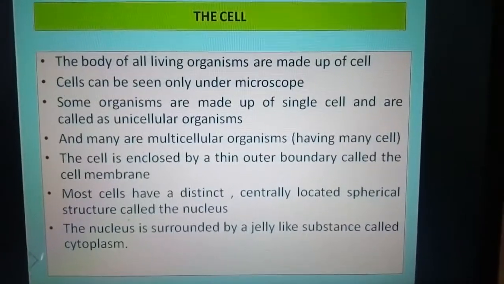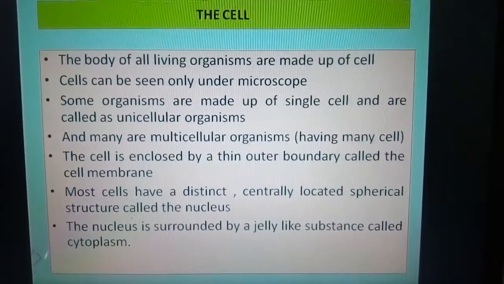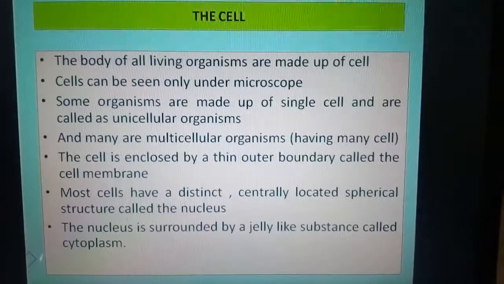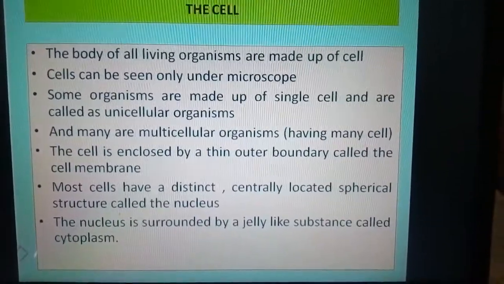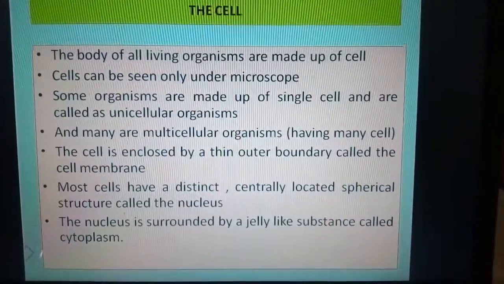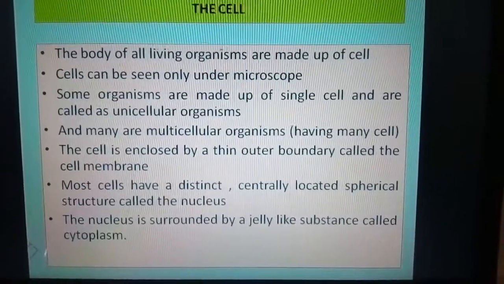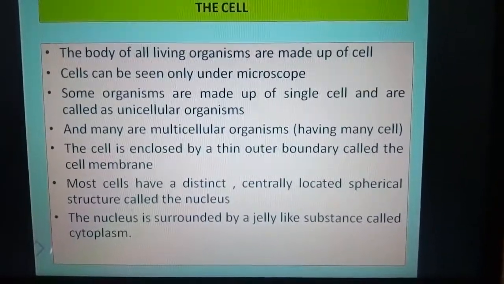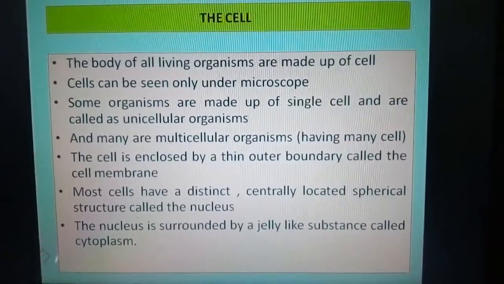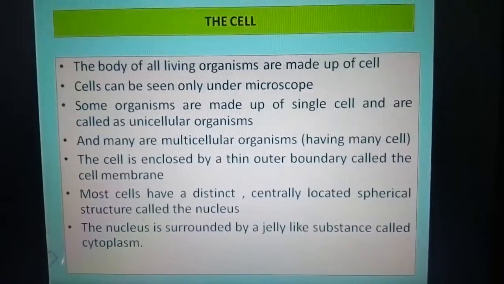Good morning, dear children. You might have understood the previous videos, and that might have helped you to understand the lesson 2, Nutrition in Animals. As we have reached the last part of it, today we will study about the feeding and digestion in amoeba.